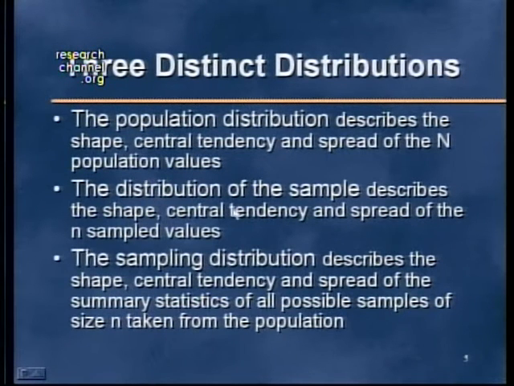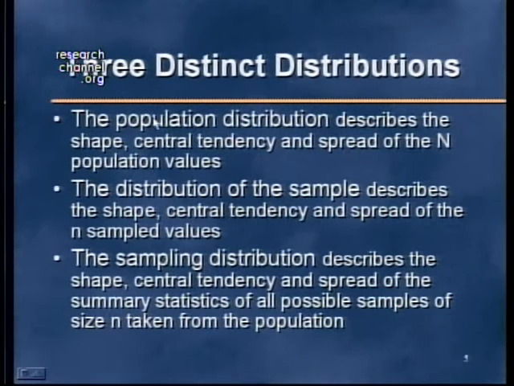If we looked at just a single sample of size 10, we would have the distribution of the sample, and we could describe the shape and the central tendency and the spread of the 10 values that we sampled. The third distribution, though, is this theoretical distribution, the sampling distribution, that describes the shape, the central tendency, and the spread of all of the possible summary values, like the sample mean, of all possible samples of size n taken from the population.